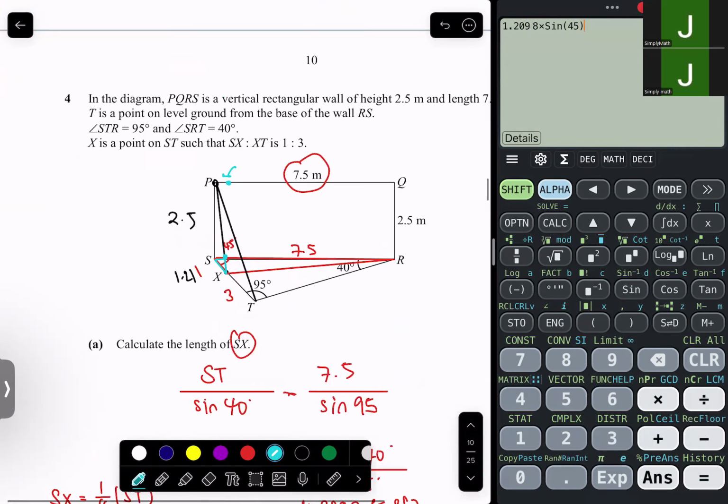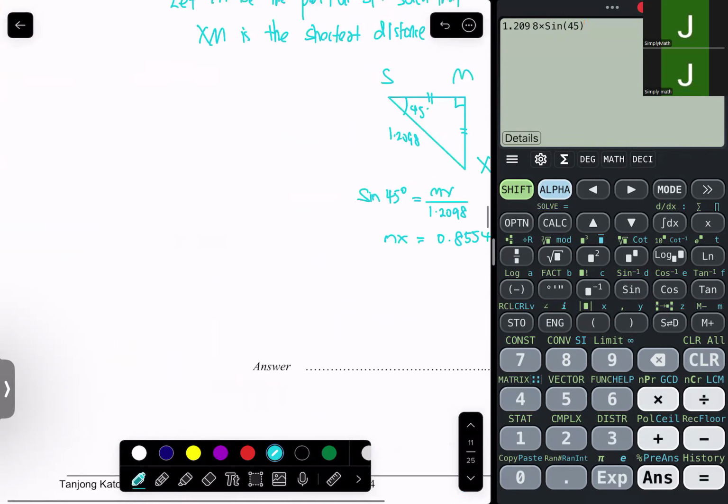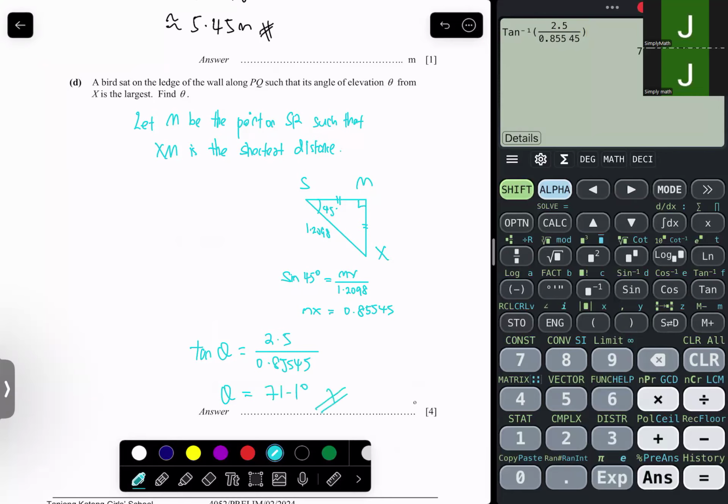Okay, the height is still going to be 2.5, so the angle of elevation will be tangent theta equals to 2.5 over 0.85545. So theta equals to 71.1.